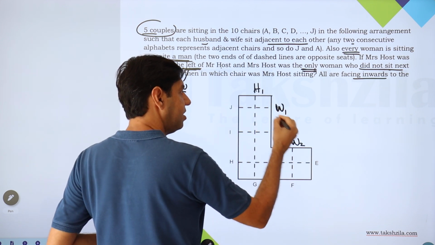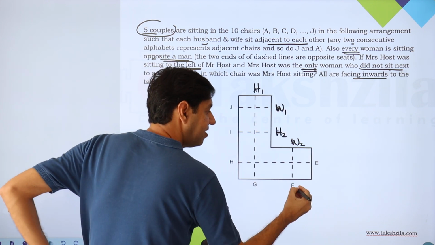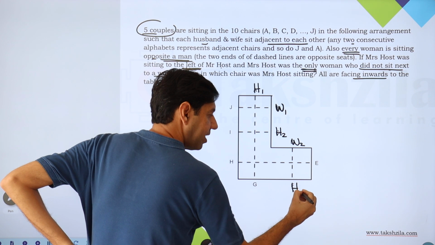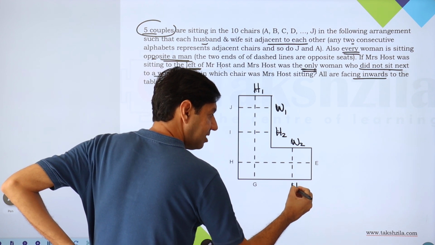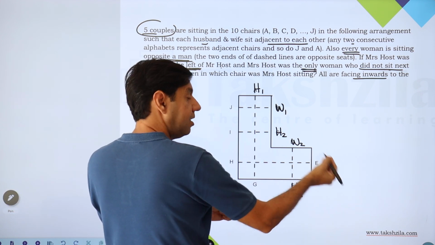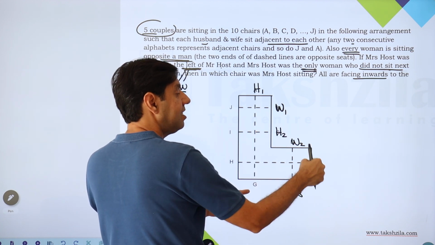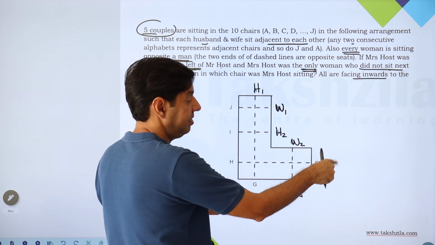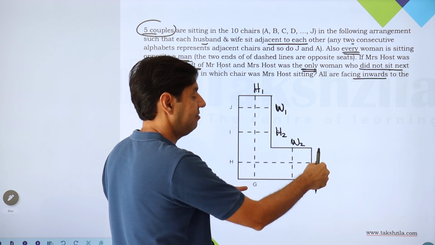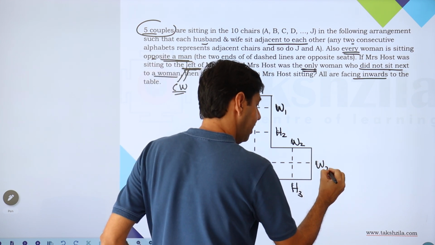So let me continue this way itself. So if this is a wife, this is a husband. Okay, this is husband 3. And if this is husband 3, wife 3 could be here or here. If wife 3 is here, then this becomes a lone person without an adjacent husband or wife. So wife 3 has to be over here.